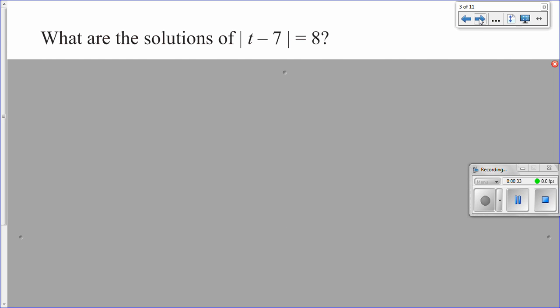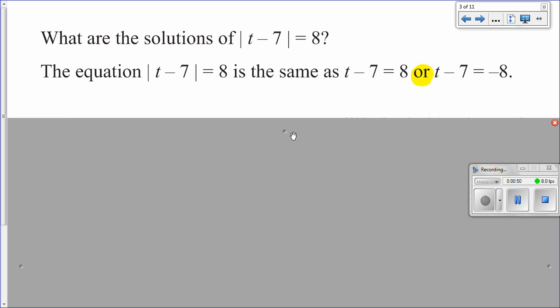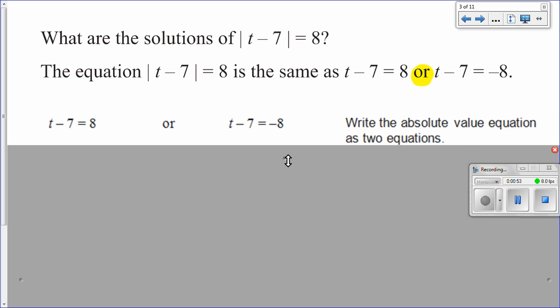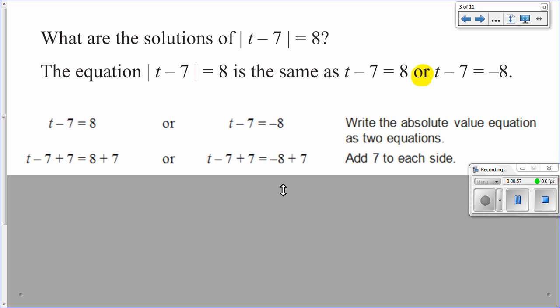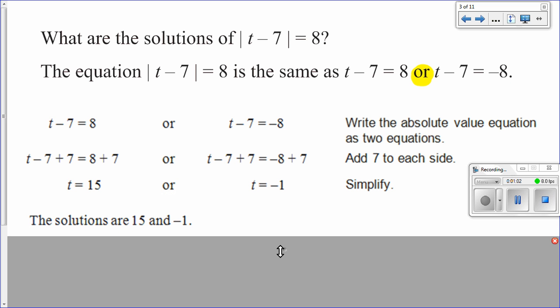What are the solutions of the absolute value of t minus 7 is equal to 8? In order to solve this, we have to remember that t minus 7 can be equal to both 8 or negative 8, since we're taking the absolute value. Notice one of those keywords here again, or. You're going to solve this by writing out two separate equations, add 7 to both sides, and our answer would be t is equal to 15 or t is equal to negative 1. Both answers are correct. Both answers must be included.